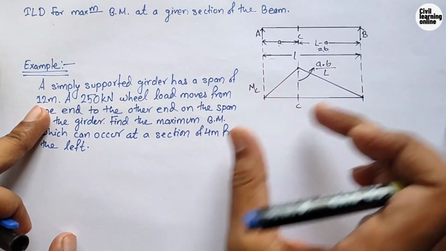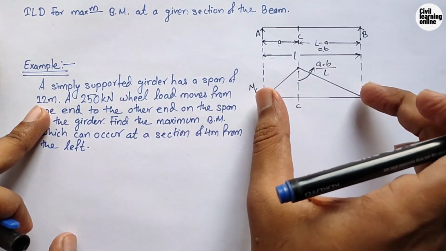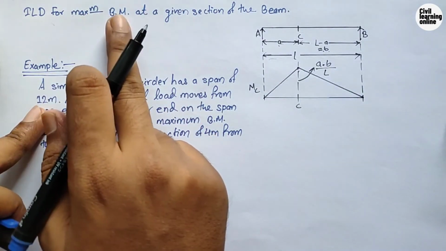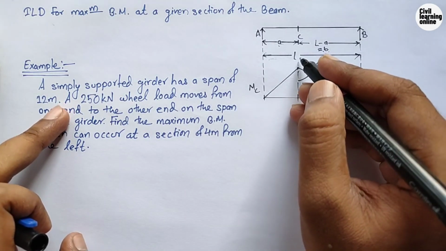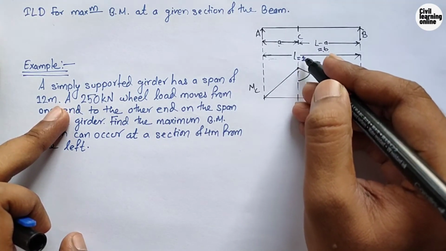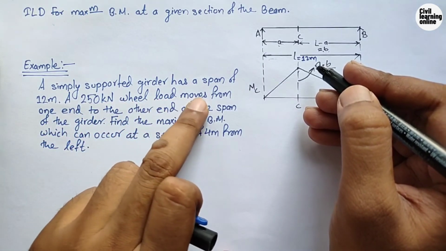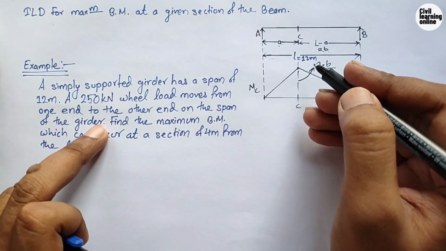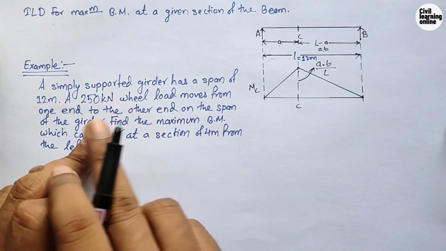Let me use this diagram for solving this numerical. You have to draw the diagram for calculating the influence line for maximum bending moment in a similar manner. The span of the whole girder is given as 12 meter, so we will have L equals 12 meter. Similarly, a 250 kilonewton wheel load moves from one end to the other end on the span of the girder, which means we are provided with a point load of 250 kilonewton moving from one end to the other end.